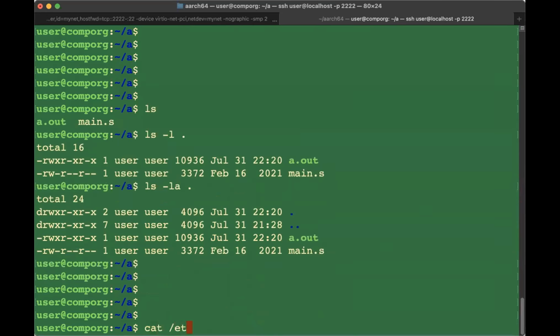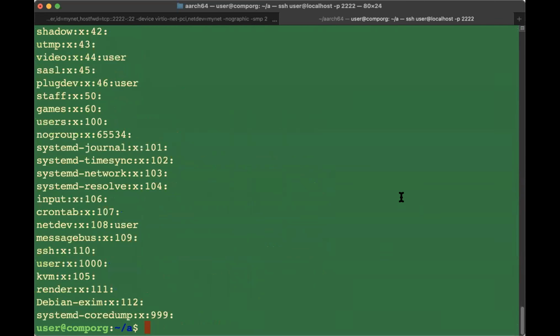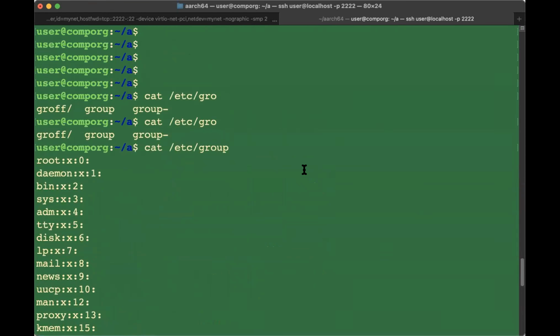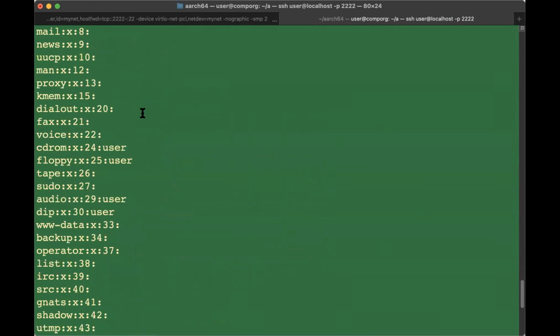So cat /etc/group. Okay, so these are the groups that are available on this particular system. And the way that you read that is the CD-ROM group or the floppy group. That group number of CD-ROM is 24, and the only member of the group is the account USER.